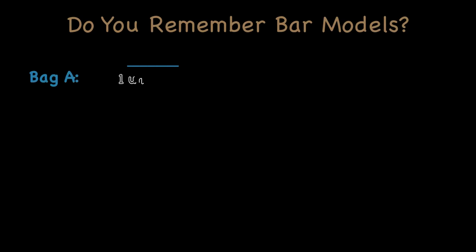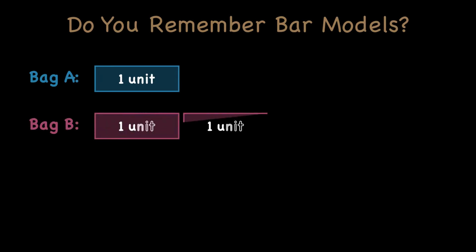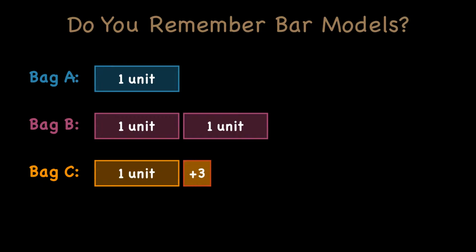Let's draw a bar model for bag A. We'll say bag A has 1 unit. We don't know what this unit is yet, but let's just call it 1 unit for now. This represents the unknown number of items. Now bag B has double the items of bag A, so we draw 2 units for bag B. See? 2 bars of the same size. Each bar represents the same unknown amount as bag A. And bag C has 1 unit plus 3 more items. So we draw 1 unit bar, the same size as bag A, and a smaller bar for the extra 3 items. This is how we visualize the relationships using bar models.